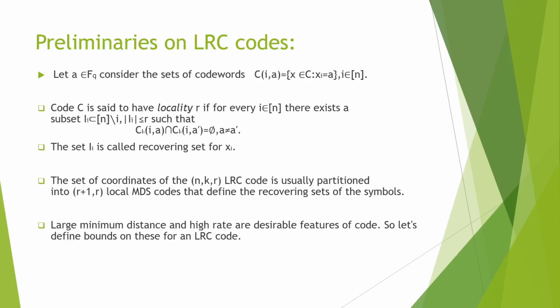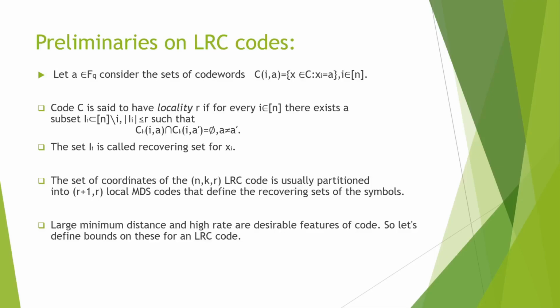Okay, let's look at the preliminaries on LRC code. Let a belong to F_q, and consider the set of code words C(i, a) equal to x belonging to C such that x_i equals a, where i belongs to [n]. Code C is said to have locality r if it satisfies the below condition. That is, for different a and a-bar, both C(i, a) sets should be different. The set S_i is called the recovering set for x_i.